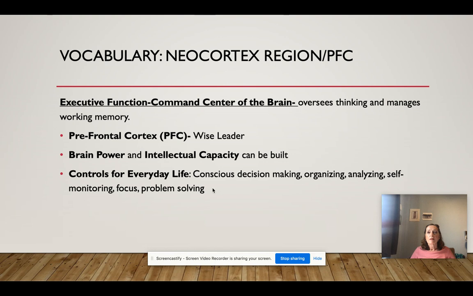It's here that brain power and intellectual capacity for more learning can be built. It's kind of like interconnecting Legos. It just keeps going and going. And it's in this area that there are the controls for everyday life that's needed, not just in a classroom, but throughout the day for everybody, for all of us. This is our conscious decision making, those executive functions of organizing and analyzing, managing ourselves, focusing, and problem solving.